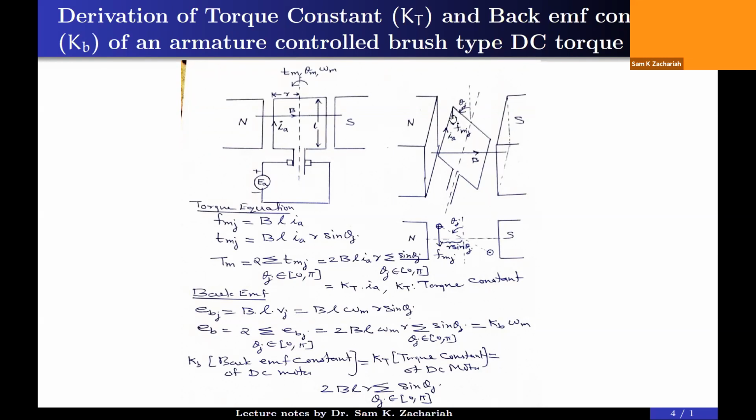The FMJ produces a torque TMJ here. Now the same FMJ upward will produce a torque in the same counterclockwise direction. Both the forces will produce counterclockwise torques about the axis. So there is no need to integrate throughout the circumference of the rotor. You can integrate with theta j varying from 0 to pi alone, and then 2 can be taken outside, sigma TMJ. So 2 B L IA r sin theta j, where theta j is varying from 0 to pi.